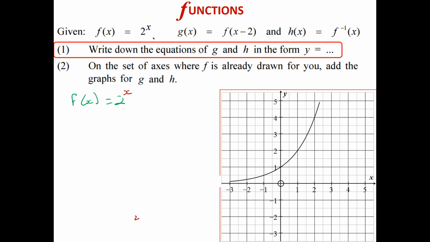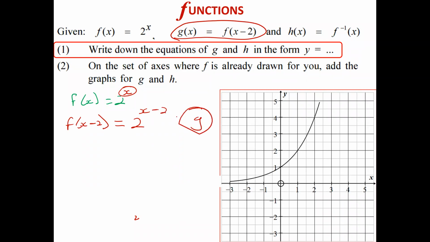So the first one is to find g. In other words, to find g, they're saying f of x minus 2. So where there's your x, we're going to replace it with x minus 2. And that represents g. Then to find the h graph, now they're telling us to find the inverse.